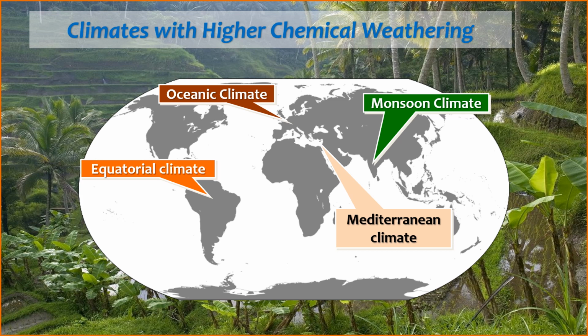5. Coastal environments. Coastal areas are influenced by a combination of warm temperatures, high humidity, and the presence of salt in the air. Salt water can contribute to chemical weathering, especially in coastal rocks and cliffs.